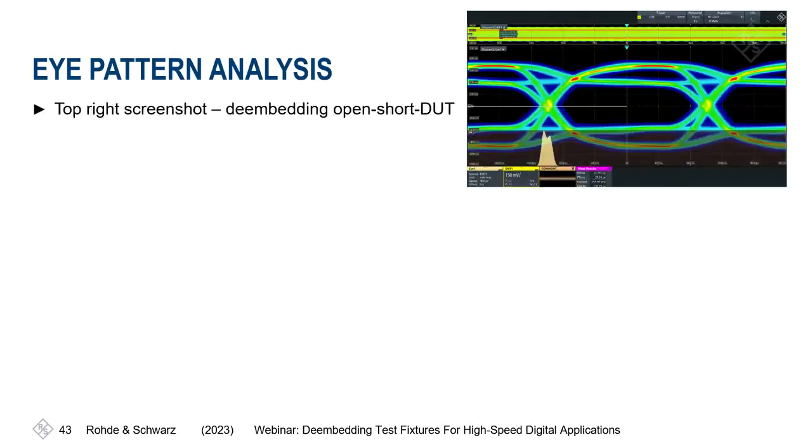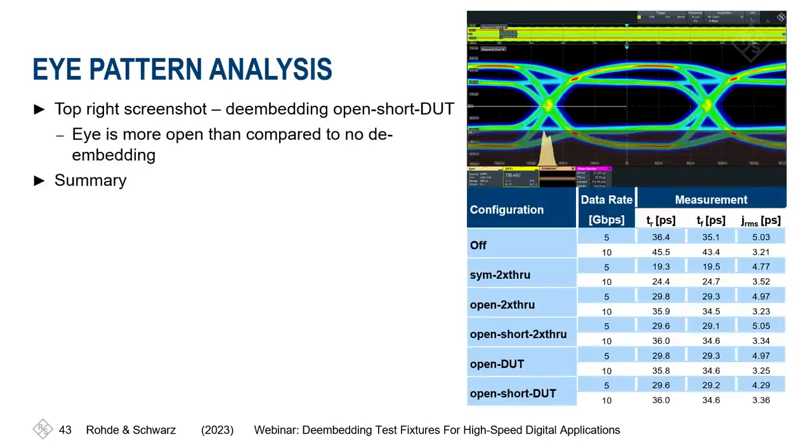Going forward, we see here the top right-hand screenshot, the model open short DUT embedded. And here we see that the eye is more open than without the deembedding, but you don't see any kind of overshoot. So the summary is comparing the models that we had. We have no deembedding, and then the 5 others with symmetrical 2x through, open 2x through, open short 2x through, open DUT, and open short DUT.